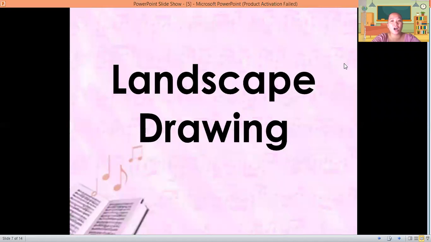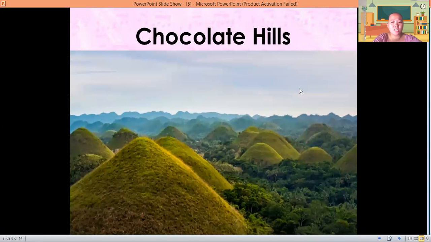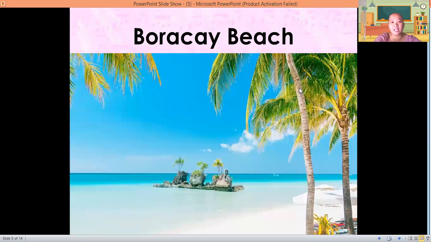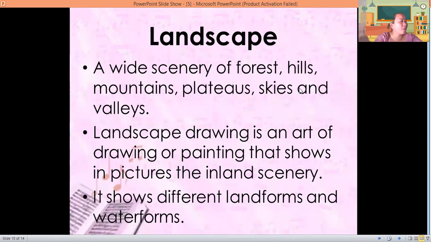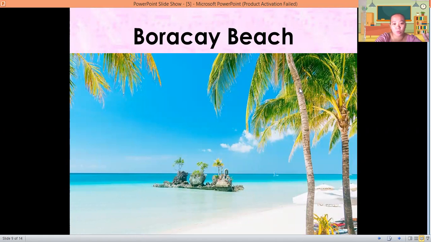And that is arts. And the topic for our arts is landscape drawing. Again, what is our topic in arts? Landscape drawing. So can you please look at this one, okay? This one is the Chocolate Hills. This one is Boracay Beach. Okay, so what is a landscape? This is a wide scenery of forest, hills, mountains, plateaus, skies, and valleys. So these are the landscapes.